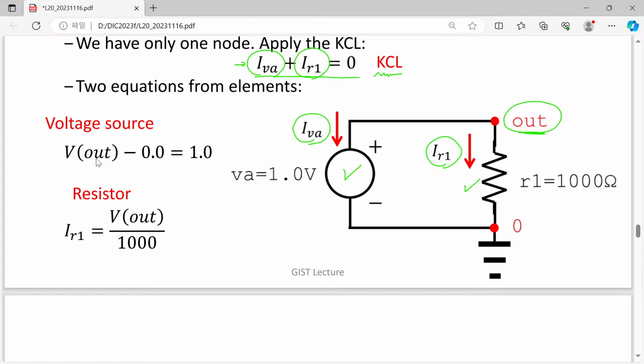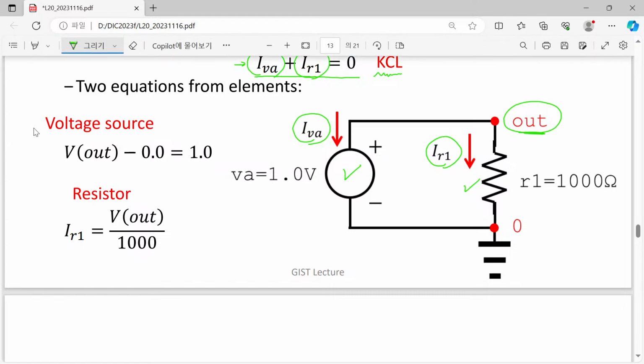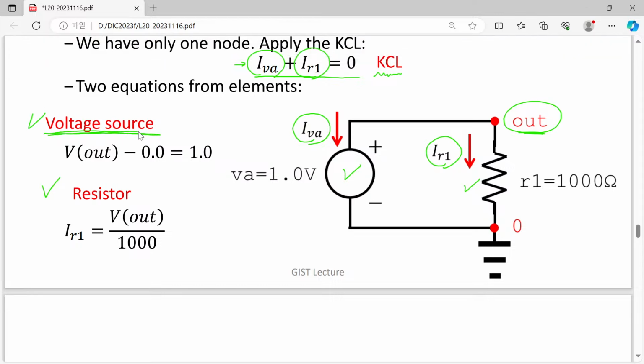So simply speaking, without being bothered by all these considerations, just specify the properties of the voltage source and resistor. What is the characteristic equation for a voltage source? A voltage source is characterized by the voltage difference between its upper terminal and lower terminal, which should be identical to the electromotive force. Here we have an electromotive force of 1.0, and the difference between the upper terminal and lower terminal voltage should be 0.